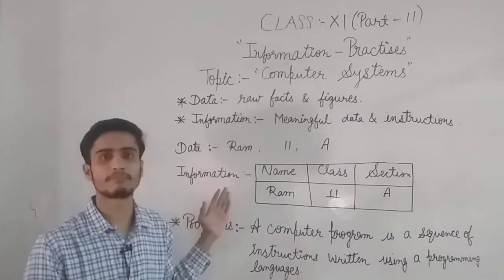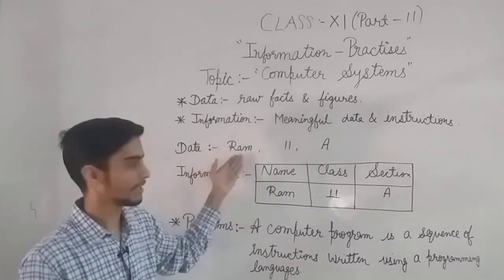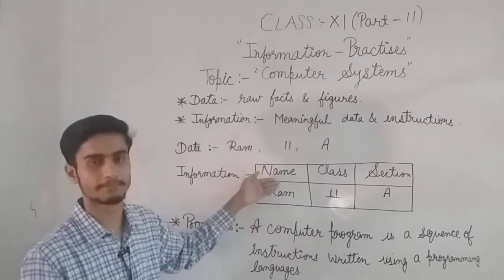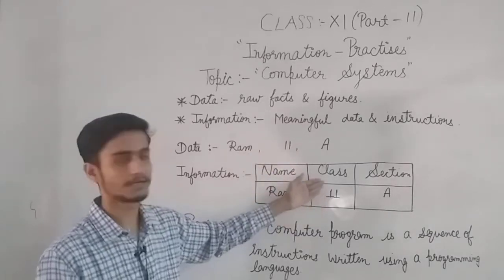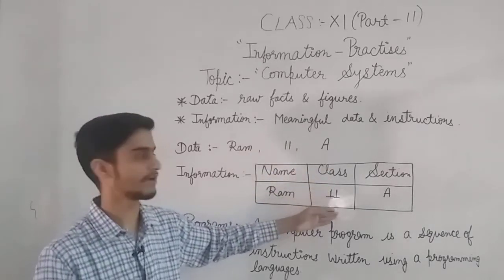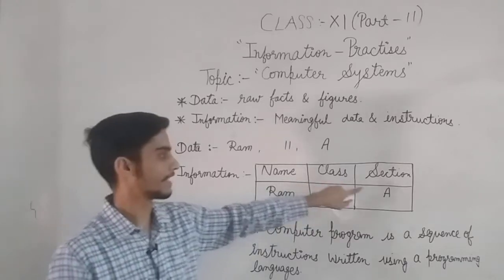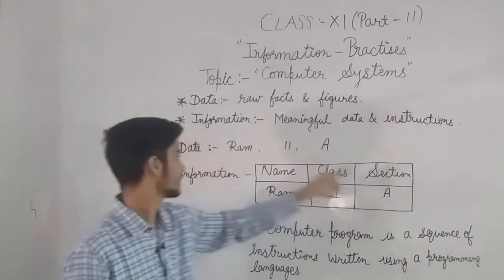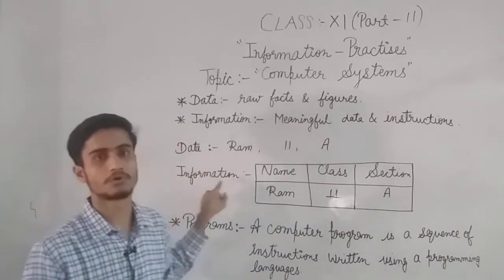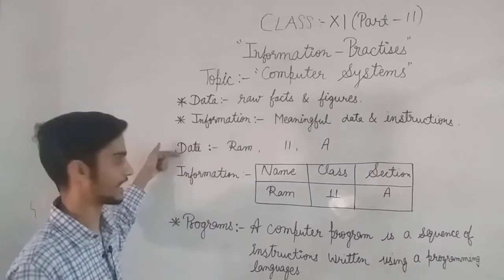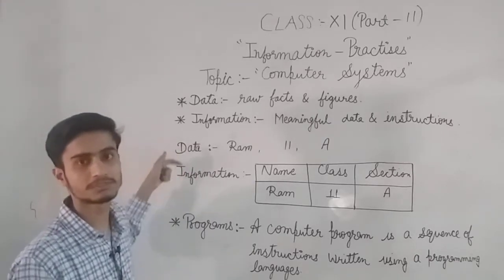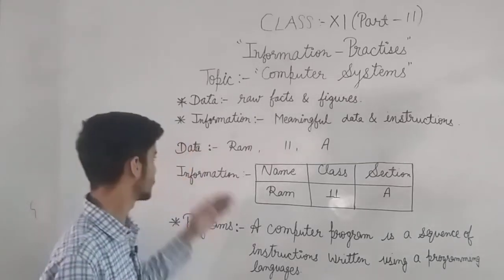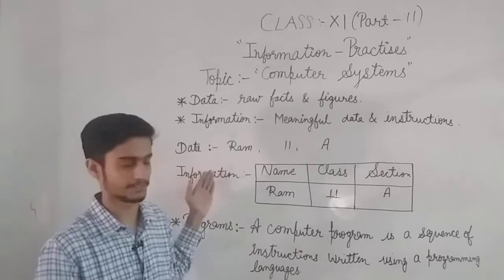But talking about information, if I write this RAM under the section of name, we can identify that RAM is a name. If I write 11 under the column of class, we can identify that 11 is a class, and A is a section. So this RAM, this 11 and this A are referred to as information. Here you can differentiate between data and information. Both are just input by the end user, just like us. So this is the data and instructions.